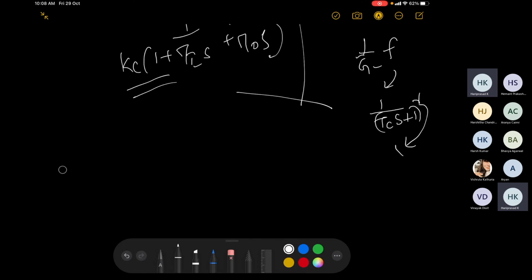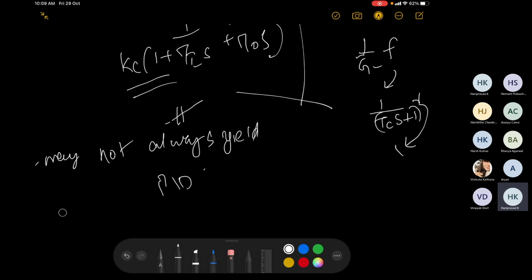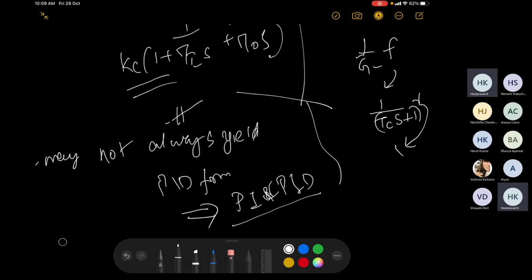And one key difference that you would observe when you apply direct synthesis is that this may not always yield a PID form. It can yield, but most likely may not yield. It might end up at PI, because you have seen that in certain cases. So it is safe to say it may be giving you PI or PID. Based on the model, it would eventually converge to one of these, and that you would use.